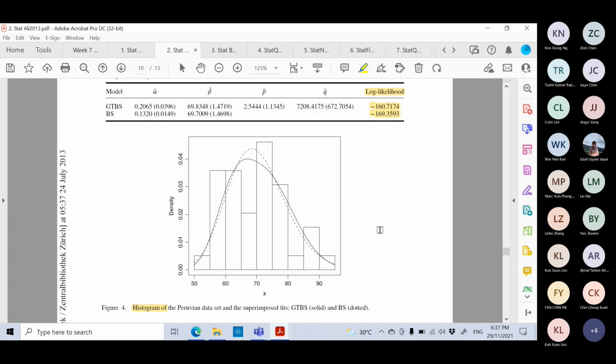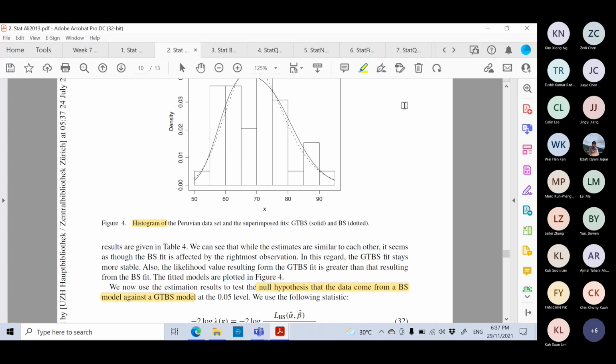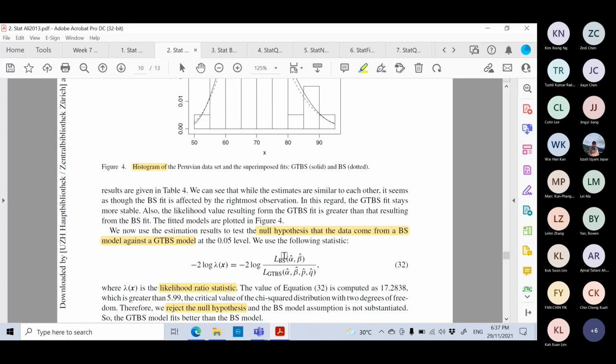But if you want to justify how good it is, you need to base it on a numerical value, for example, the log likelihood values. One of them is here. Besides this, this paper also carries out the likelihood ratio test.